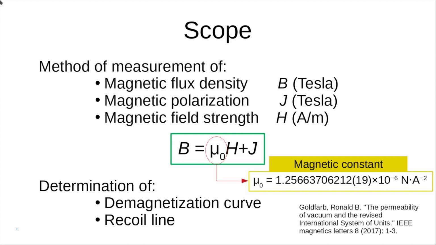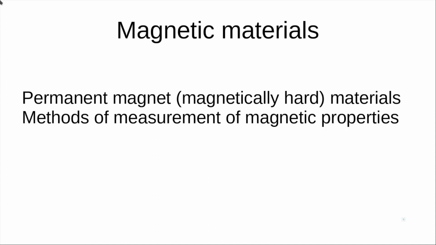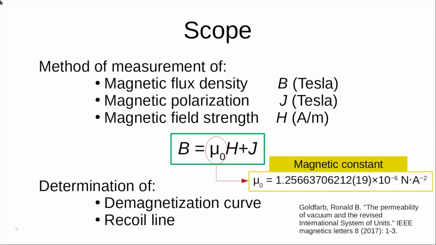The physical observables involved are the magnetic flux density B, measured in Tesla, the magnetic polarization J, also measured in Tesla, and the magnetic field strength H in ampere/meter, that are related to each other by this formula, where the magnetic constant μ0 is expressed by this number, that is no longer 4π·10^-7, as a consequence of the revised international system of units.